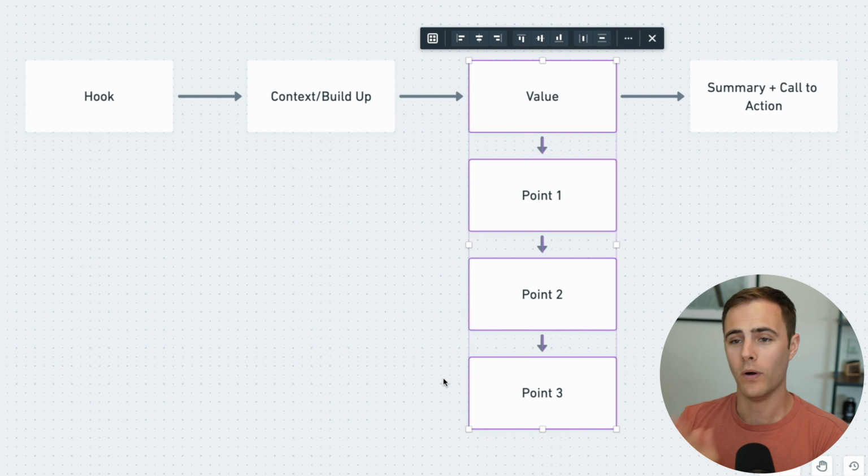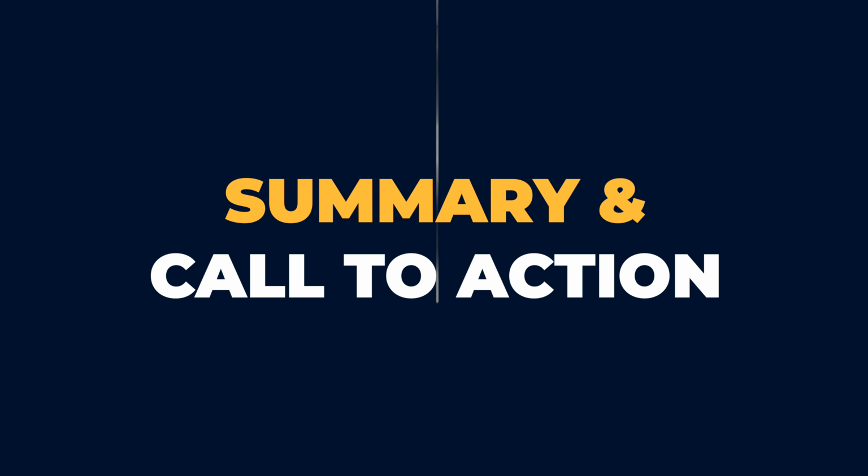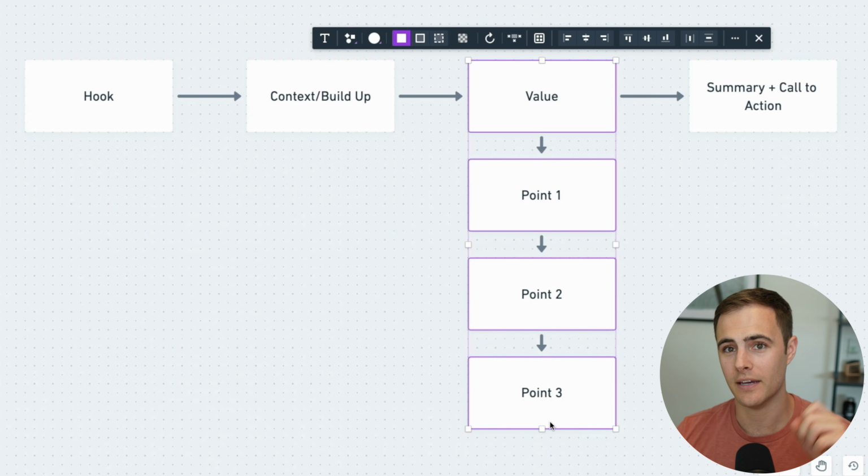To kind of rewind again, we've got a hook that stops the attention. We've got context and build up that builds anticipation. We then are going to talk and deliver as much value as possible. Typically, we're going to do this in 3 to 7, right? Like just points of value, ideally 3 to 5. Then once we've done that, we are going to finish our piece of content with a summary of these value points and then a call to action at the end.